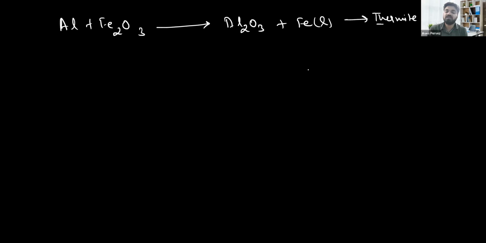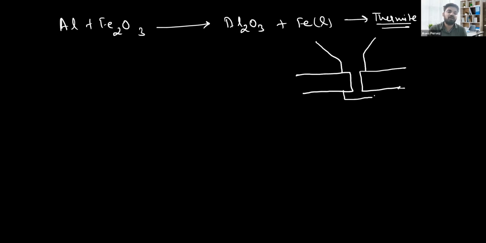This reaction is very famous, and it is used for joining railway tracks and broken machinery. For example, we have this railway track. What we do here is make a chamber like this, and we fill it with a powder of Al and Fe2O3.